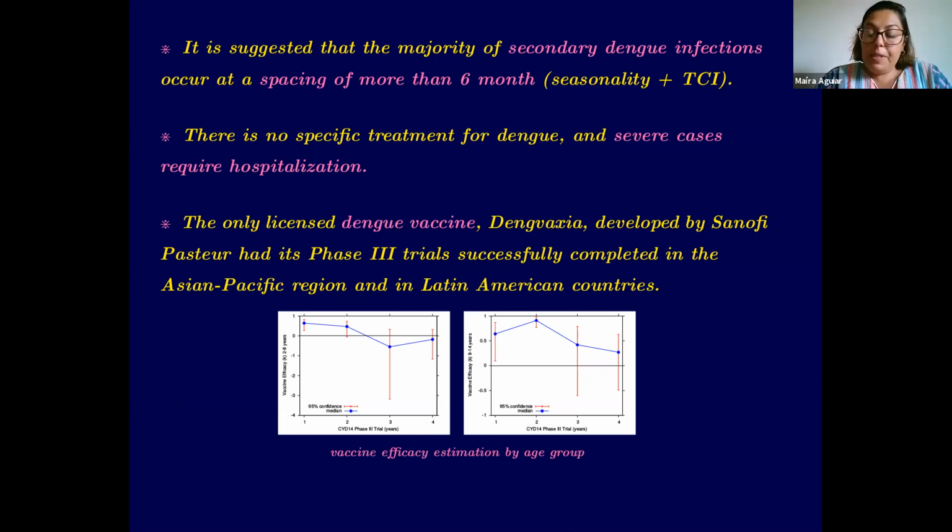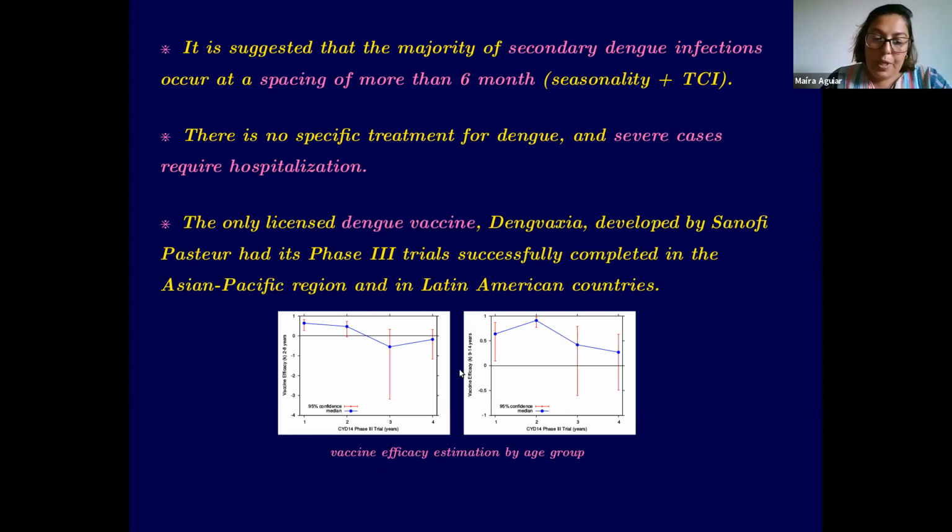And I have a second vaccine, which has just finished the phase 3 trial, developed by Takeda Pharmaceuticals. And we are going to discuss the results of this vaccine later during the day. Okay, this is only to illustrate that the only licensed dengue vaccine, called Dengvaxia, has shown differences in efficacy by age groups, and we try to understand why that happens.